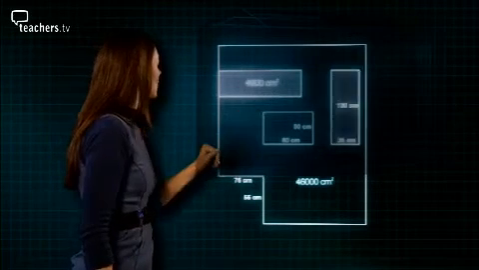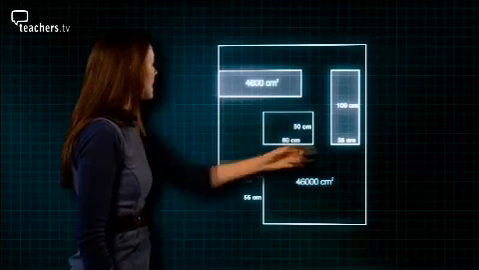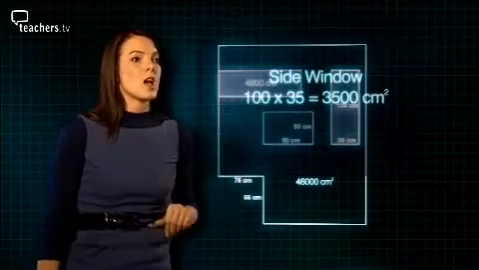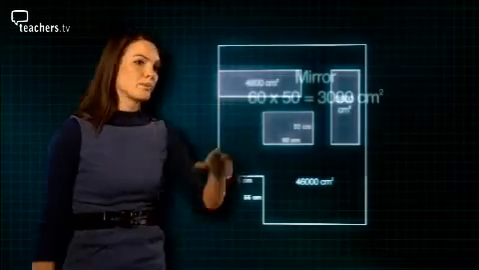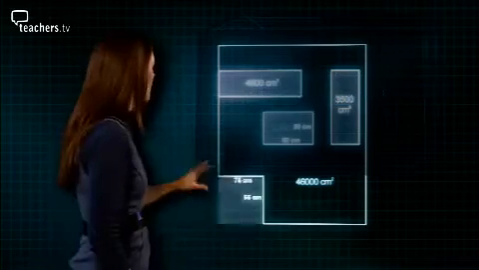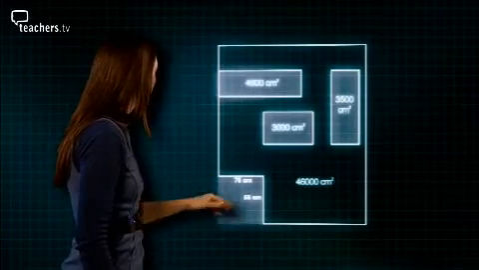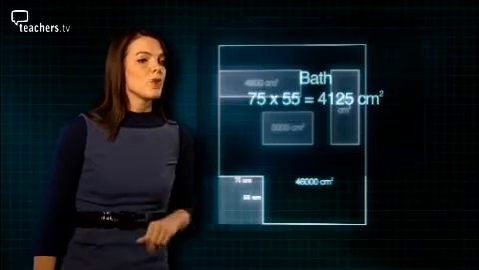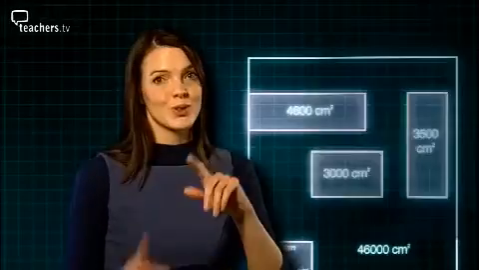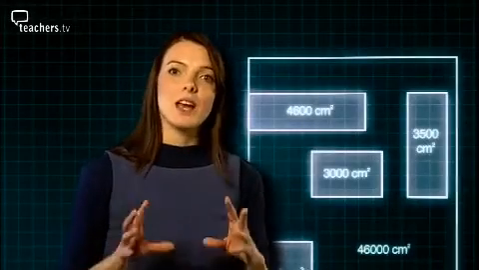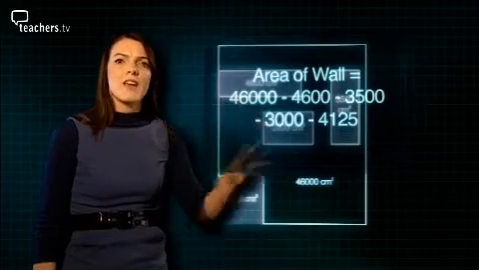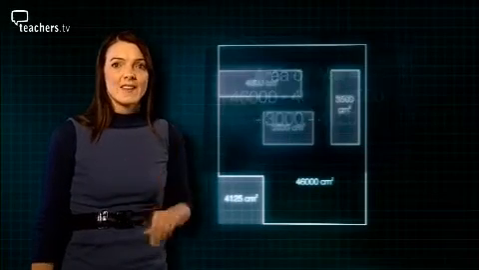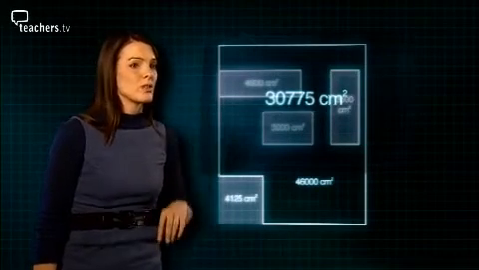Now let's have a look at the side window. We've got 100 times 35, that gives us 3,500. The mirror is 60 times 50, which is 3,000. And the bit where the bath should go is 75 times 55, which is 4,125. So the area that we need to tile is 46,000 minus all the areas of the shaded bits, and that gives us 30,775. But we're not done.